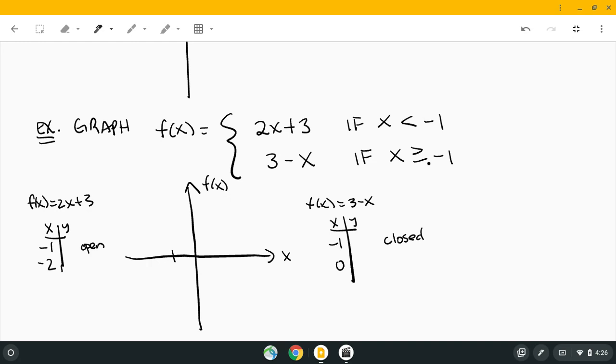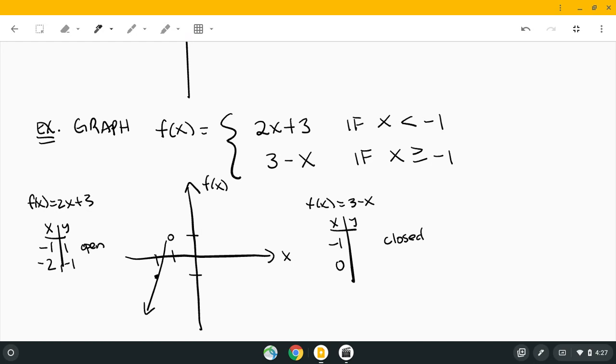All right, so let's fill in our tables. Let's do this table first. When x is -1, 2 times -1 is -2. -2 plus 3 is 1. When x is -2, 2 times -2 is -4, plus 3 is -1. All right, so let's go ahead and plot these. -1, 1, open. -2, -1. And we have that.